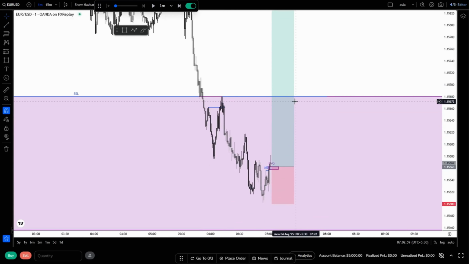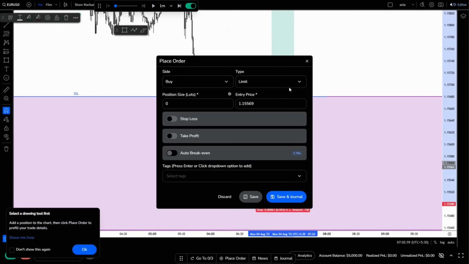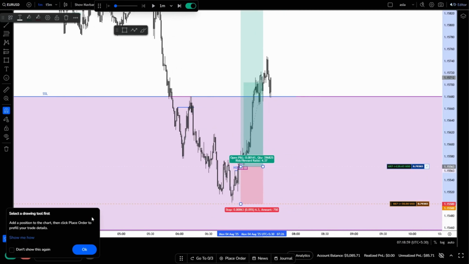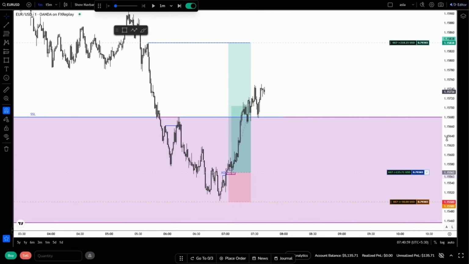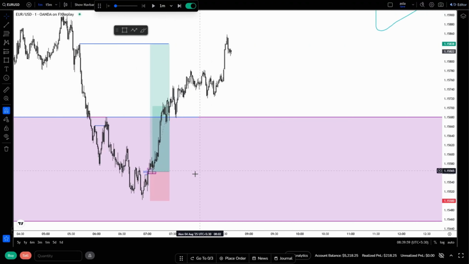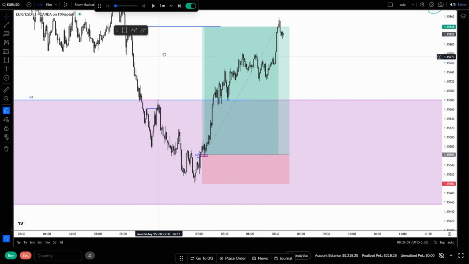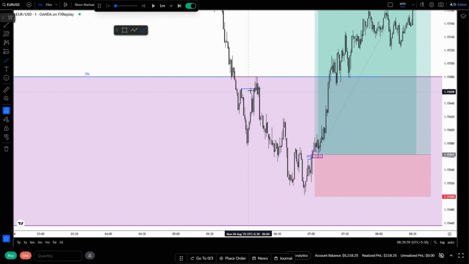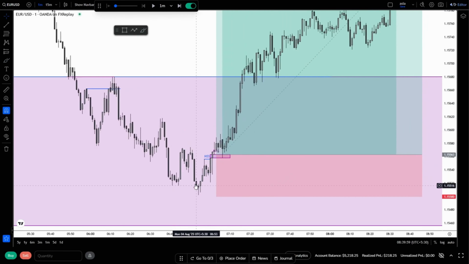Now watch how price reacts. You can see how price respects the fair value gap and allows the market to do its thing. Price bounces cleanly from that higher time frame fair value gap and continues higher. And notice something very important. We do not enter earlier, even though price was already inside the fair value gap before. We only enter after we see displacement and a valid structure shift.